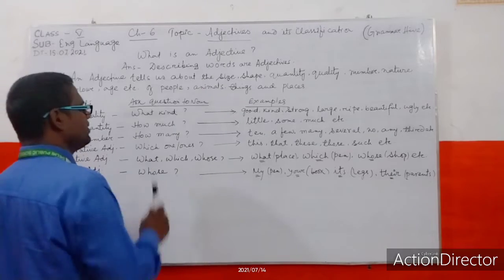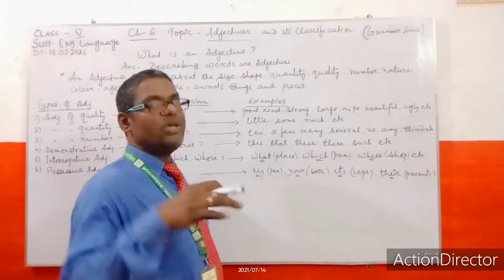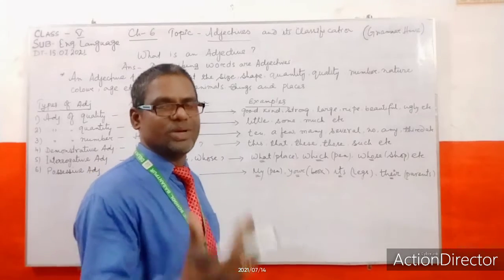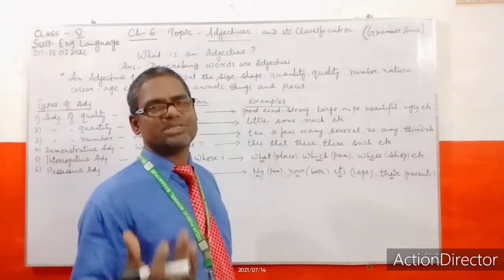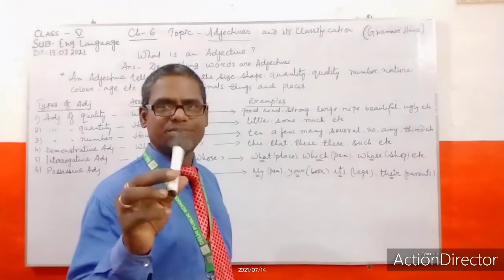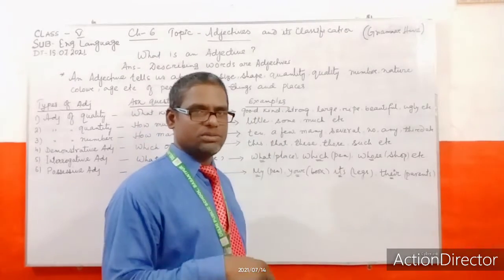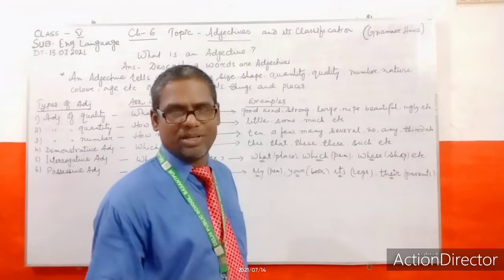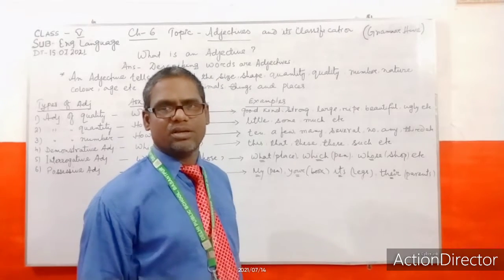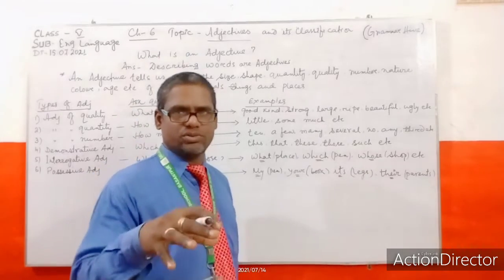Demonstrative adjectives actually tell about which one or which ones. That means to point out something, we use a demonstrative. This pen, that means I am showing this pen. That book, these boys, those people, these people, such things. So it is just to point out.